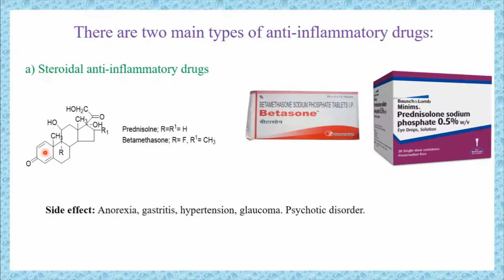It is an intermediate acting anti-inflammatory drug, whereas betamethasone is a long acting agent. They are used to treat the inflammatory condition caused by arthritic and rheumatic disease, mainly for topical applications.